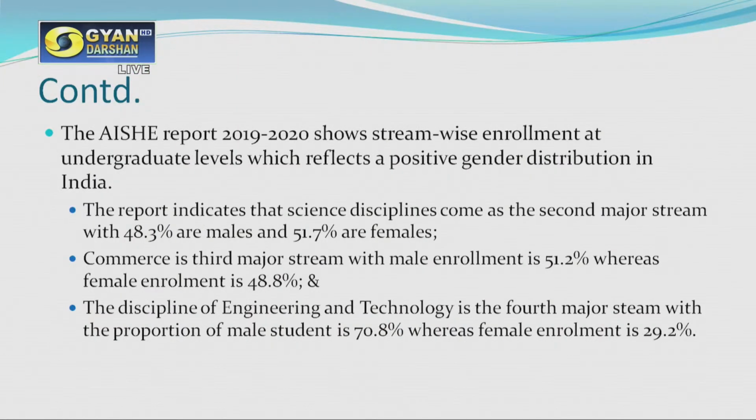You could see that there is a kind of gender gap that exists, or a kind of gender segregation that exists across disciplines. The AISHE report 2019-20 shows stream-wise enrollment at undergrad level, which reflects a kind of positive gender distribution in India. So even though there is higher enrollment, at the same time, when we come to the stream choice, we could see that there is a kind of gender difference that exists across different disciplines or streams.